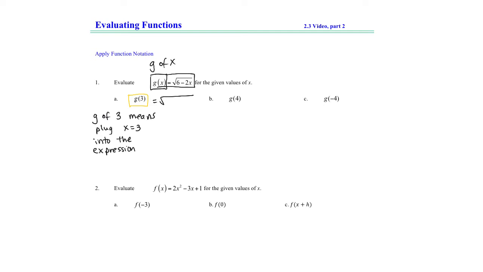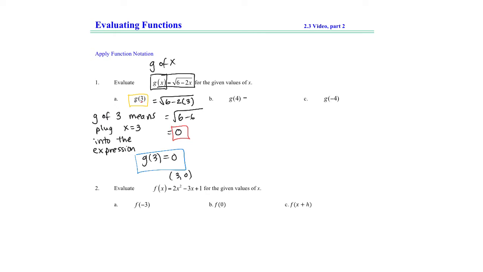Here we are. And every time we meet an x, we're going to replace it with that value of 3. And then we just simplify the expression. So 6 minus 6 would be 0. So the output is 0 when the input is 3. g of 3 equals 0. And that is equivalent to just an ordered pair. x is 3, y is 0. The input's 3, the output is 0.